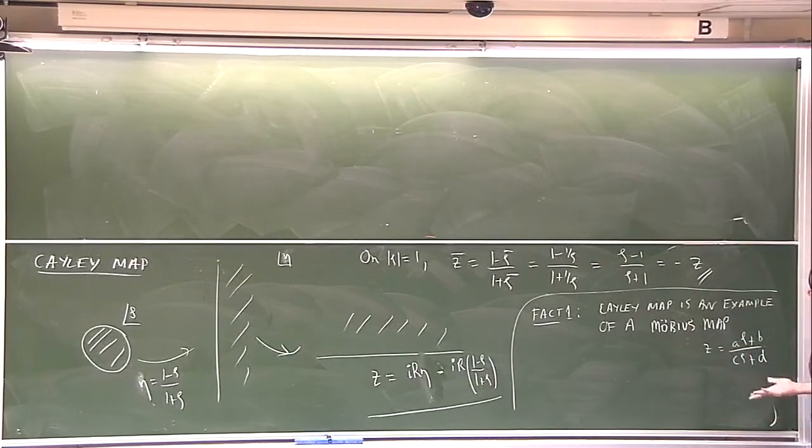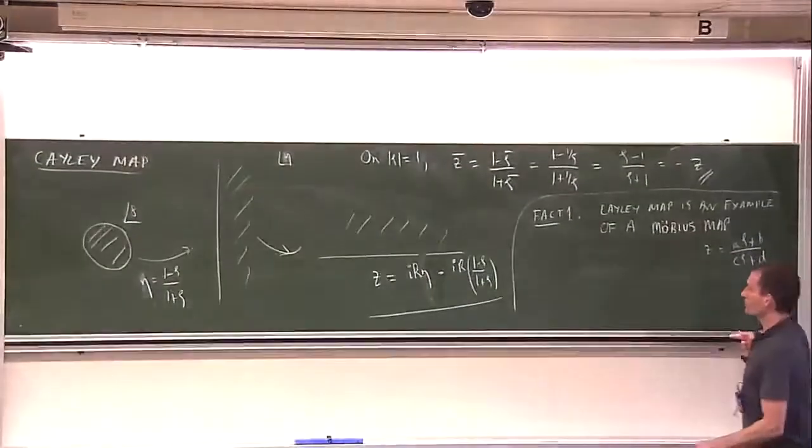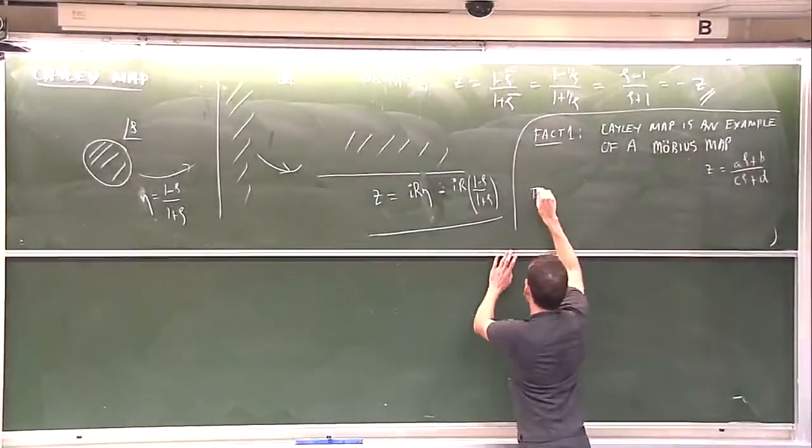A, B, C, D are arbitrary complex constants. This is a Mobius map. Some people call them linear fractional because it's a fraction of two linear functions. Some people call them bilinear maps, I think because there's a linear and a linear, so there's two linear. But whatever you call it, this is what they are. Here's another fascinating fact.